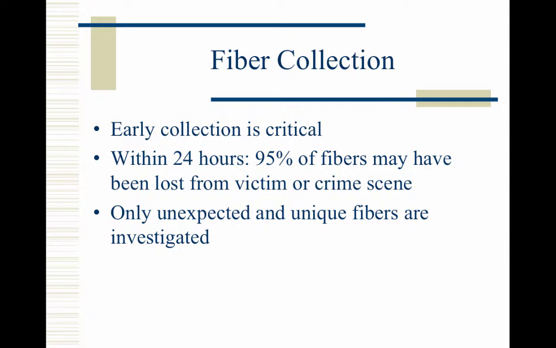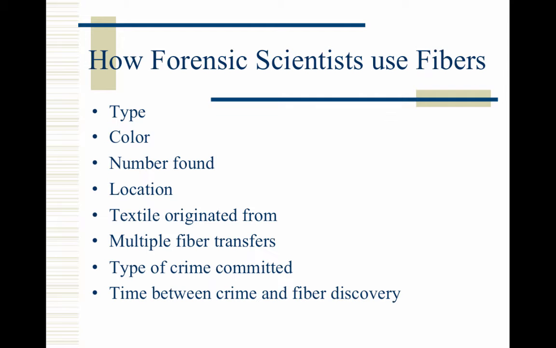With fiber evidence, early collection is really important because generally within 24 hours it's estimated that about 95% of fibers may have been lost from the victim or the crime scene. And forensic scientists are not going to look at every single fiber, only fibers that are unexpected. For example, let's say pink fibers are found on the victim's clothes, and the victim lives in a house with wall-to-wall pink carpeting. Then those fibers are not going to be examined because they would be expected to be on the victim. Anything that's unique or unusual is what would be looked at.